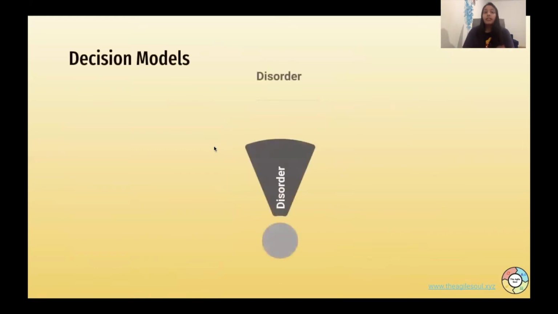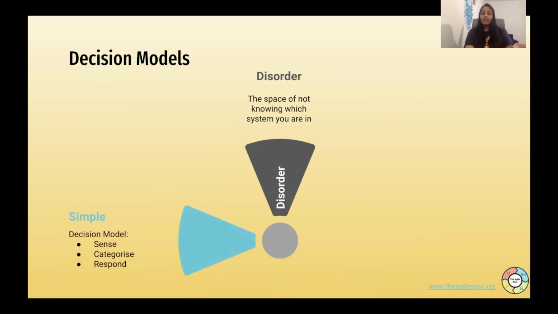Now that we understand the different frameworks, let's understand how these frameworks help us make decisions, i.e. the decision models. Putting us in the center again in disorder. Quick reminder, disorder is a space of not knowing which system you are in. Now, let's say you have identified which system you are in. I'm going to, by example, show you what decision you make in each of those systems. So let's say you are in a simple system for now. What is your decision-making model here? It is to sense, categorize, and to respond.